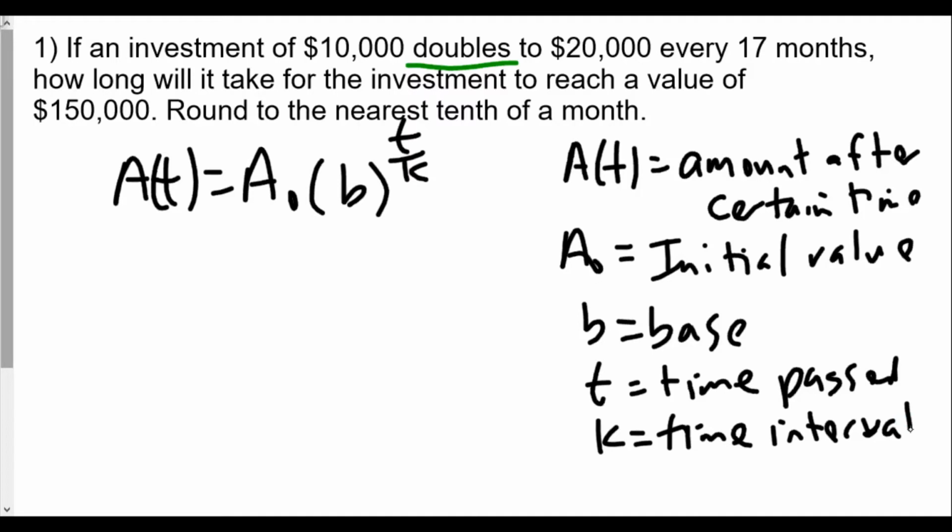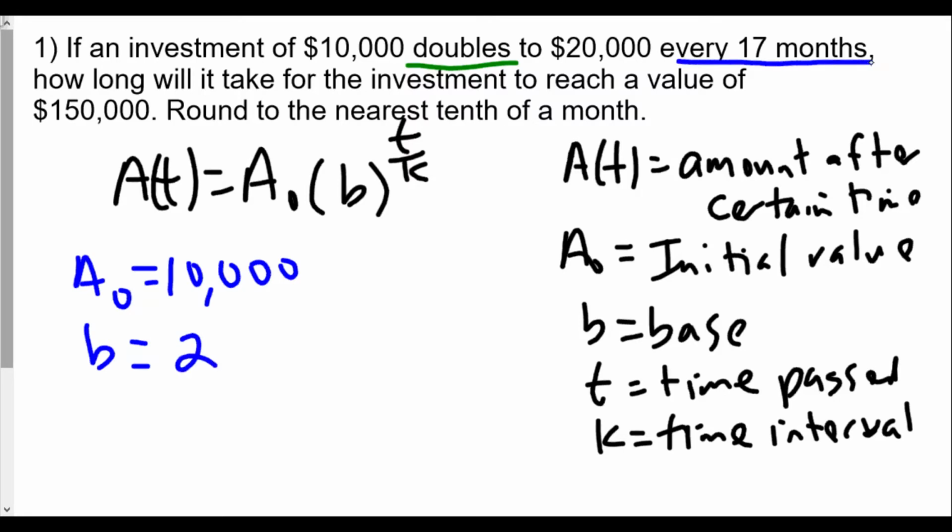In this question, we see an investment of $10,000. That means our initial value will be $10,000. And it doubles to 20,000 every 17 months. You might think 20,000 is a value we're going to use. Instead, a doubling amount means our base will be 2, because we're doubling our value, but it occurs every 17 months. Therefore, that's our k value.